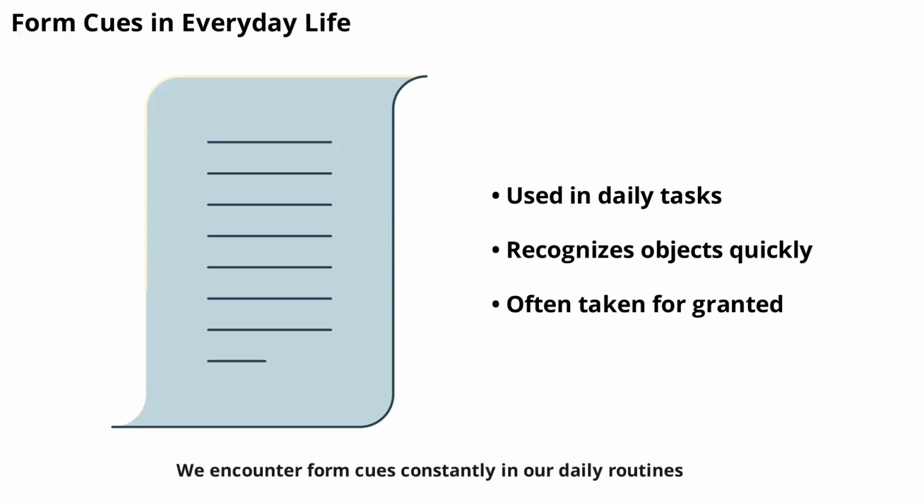We encounter form cues constantly in our daily routines. From recognizing traffic signs to reading books and navigating crowded spaces, our brains are always processing visual information. Even simple tasks like pouring a drink or finding your keys rely on interpreting form cues. This automatic process is so seamless that we often take it for granted.